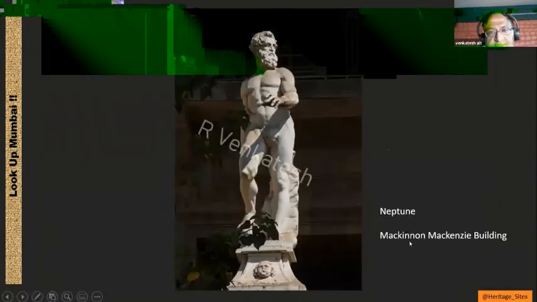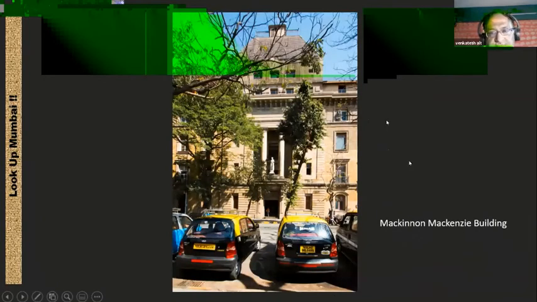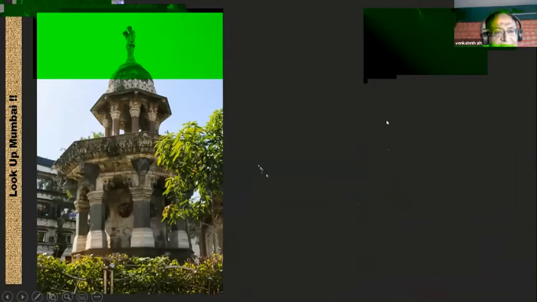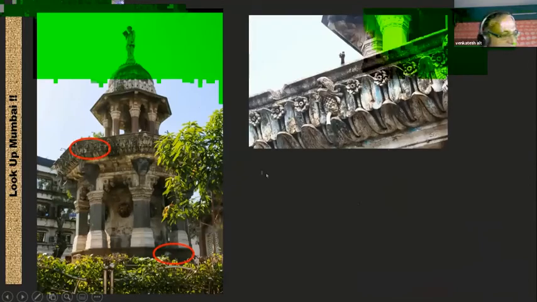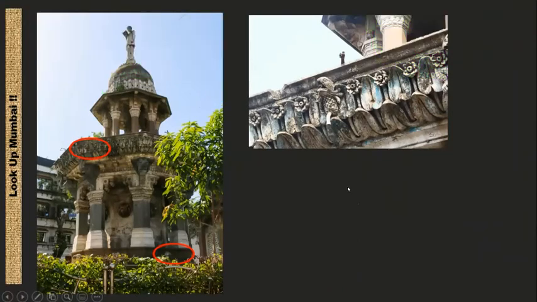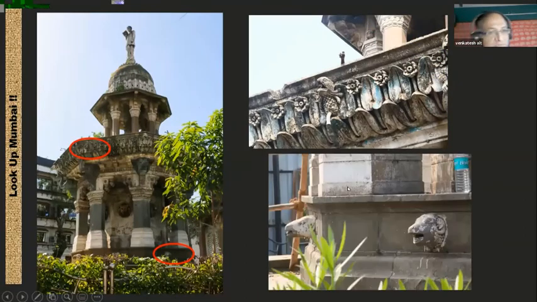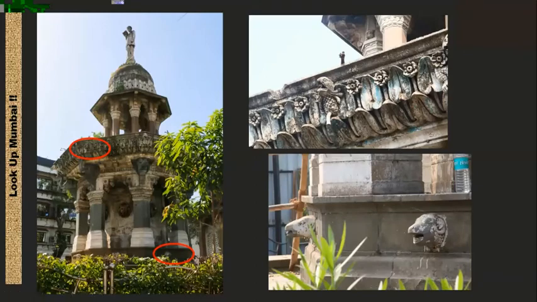Okay, very close by, Neptune and Mackinnon Mackenzie building. Neptune we know is a lot of sea. This is what it looks like. And as we come out of Ballard Estate, we see Mulji Fountain. These are pre-restoration pictures. So have a look at Mulji Fountain when you go by. This is where Mulji Jetha built it in memory of his dead son. Okay, so Indo-Saracenic architecture by Frederick Stevens, very important. It's a private assignment he did.